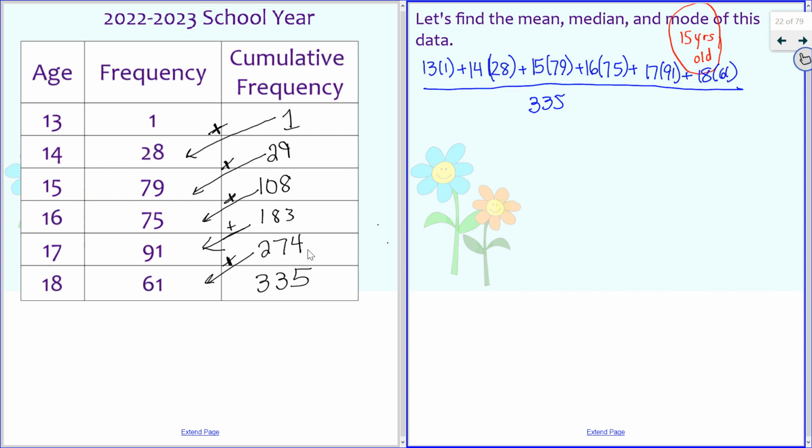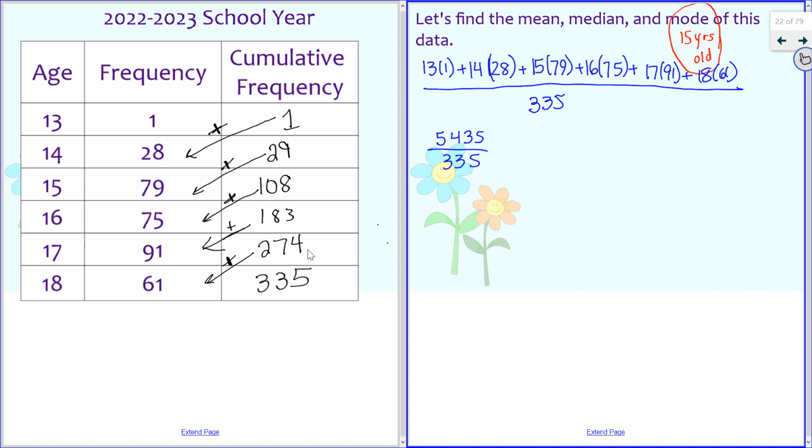Okay, now make sure to hit enter when you get it all in there. Now I'm going to check. It's nice to have a calculator which shows what you entered, so you can make sure you didn't make an error. I got 5,435 is my sum, and I'm going to divide that by 335, which is our total number of students in our upper school.